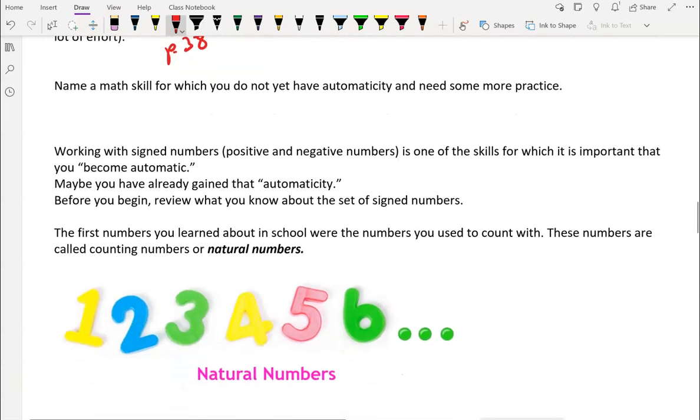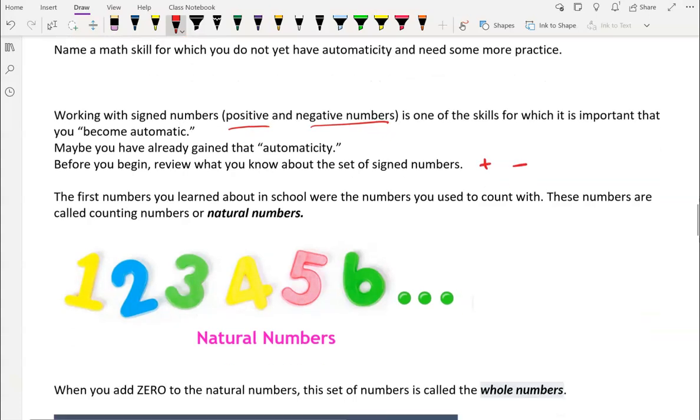Now, working with signed numbers, and that's positive and negative numbers, is one of the skills for which it's super important that you become automatic. You need to be able to look at signed numbers, positive and negative numbers, to add, subtract, multiply, and divide them and go, oh, I got this. Maybe you've already gained that automaticity. Maybe you already know it. But before we begin, let's review what we know about the set of signed numbers. Those are your positive and negative numbers.